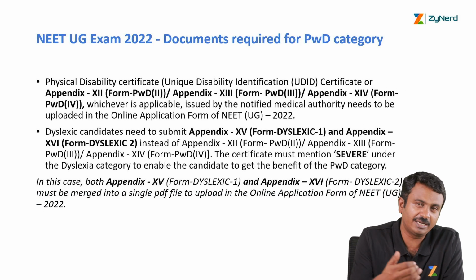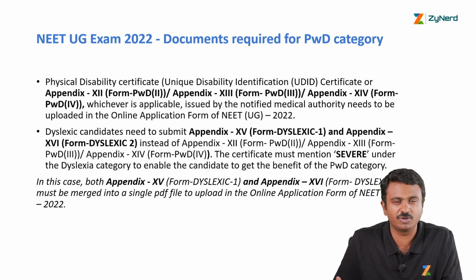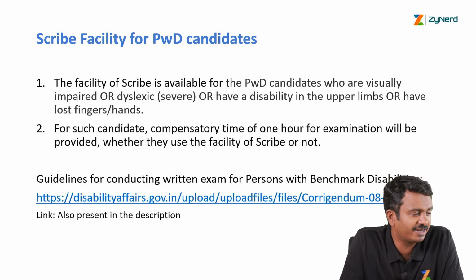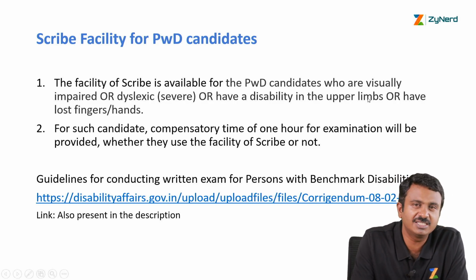So in case there are multiple appendix forms that you have to upload, you upload them as a single PDF after merging all the forms. In addition, PwD candidates have another benefit. A scribe is available. Somebody will help you write the exam or fill up the OMR sheets if you are visually impaired, severely dyslexic like we said, or you have a disability in the upper limbs or lost your fingers or hands. In this case alone, a scribe can be prescribed. You have to get a certificate which mentions these disabilities for you to get a scribe.